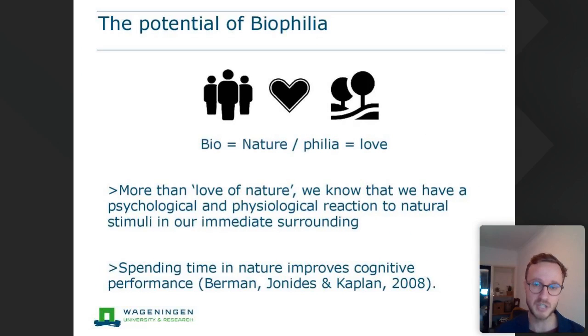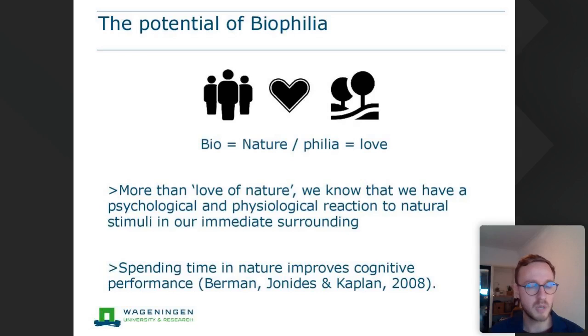Bio stands for nature, philia for love, and it means more or less the love of nature. This is a term in pop culture, in literature, and poetry, but we also know scientifically and behaviorally that there are reactions our bodies have to natural stimuli around us. Being in a natural environment really changes us more than just our mindset, it really has impacts on our body.